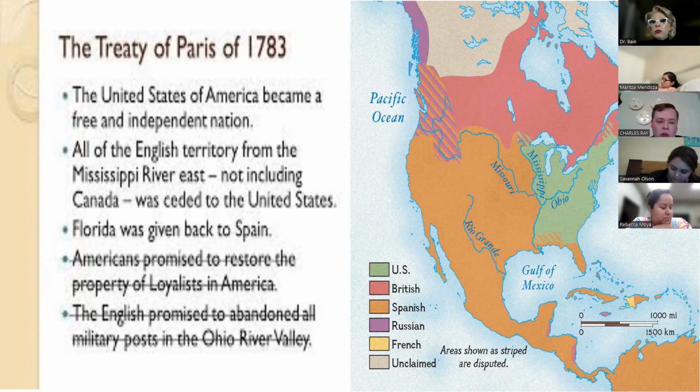And we promised to give the property of loyalists, people who stayed loyal to the British regime in America, we promised to restore it back to them, to pay them for it. Don't exactly do that. And the British promised to abandon all military outposts in the Ohio River Valley. They don't quite do that either. They kind of do, but not really. It's kind of like, hey, we might be back. We don't know. We shall see. Okay, and that ends our revolution.